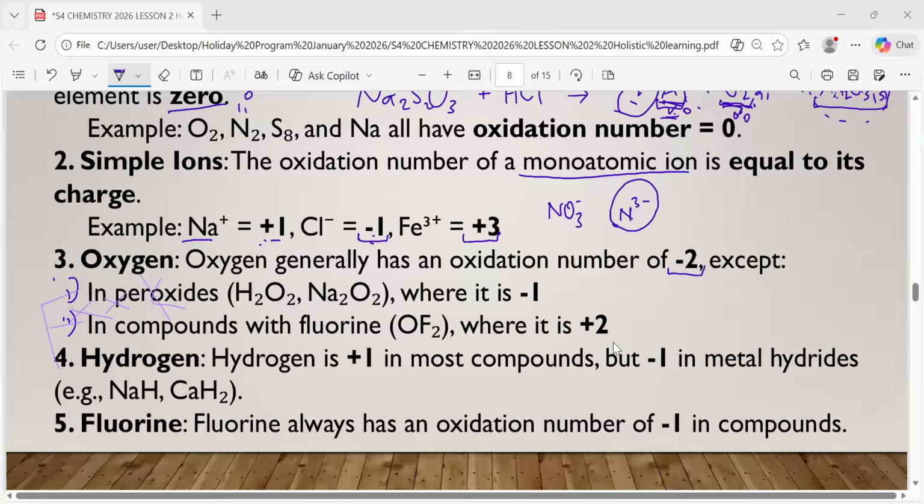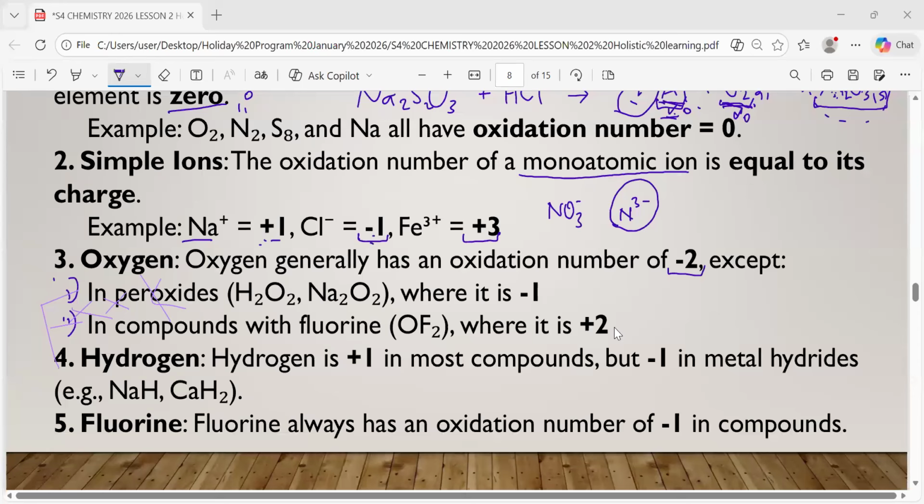Isaac, now take us through the remaining 3 points. Oxygen generally has an oxidation number of -2, except. Before you continue, why do you think oxygen generally has an oxidation number of -2? Where do you think the -2 is coming from? From the charge. Very good. Okay, continue. So it has oxidation number of -2 except.